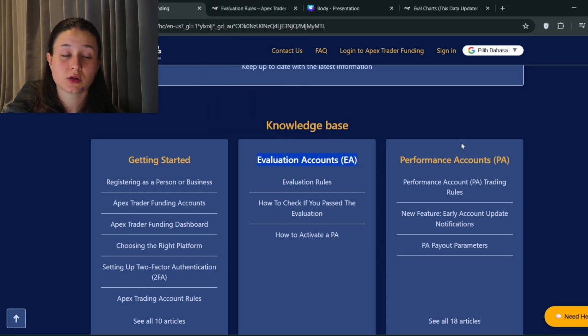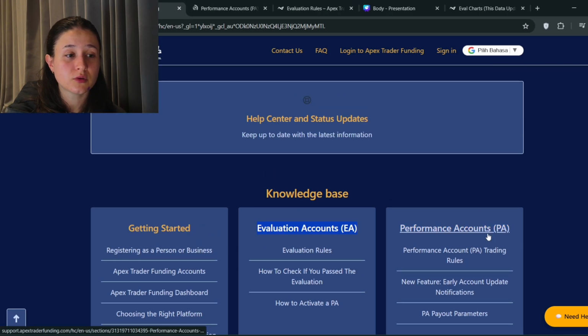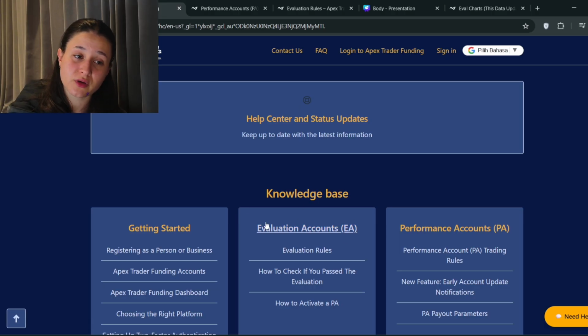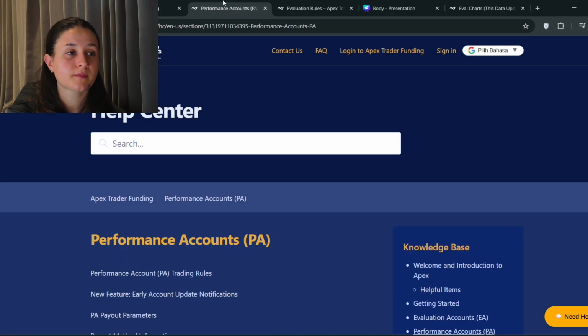You pass the evaluation. What happens? You're going to get a link from Apex Trader Funding where you can go and pay for the PA. The PA fee will be for the performance account. Look right here, performance account. This is when you are funded, when you take the account from evaluation to the PA.